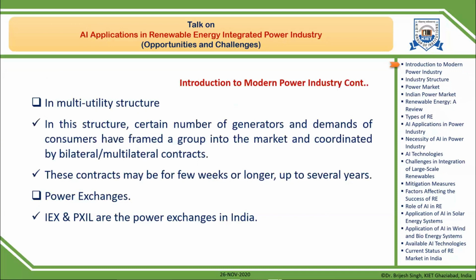Now, a multi-utility structure, as I said, is a structure which contains a number of generators and demand consumers in a single frame, and they are coordinated by bilateral or multilateral contracts. Bilateral means a one-to-one contract between two stakeholders. If a stakeholder makes a contract with multiple parties, that is known as a multilateral contract. Nowadays these kinds of practices are involved in market operation.